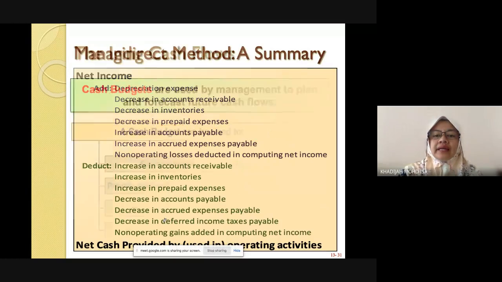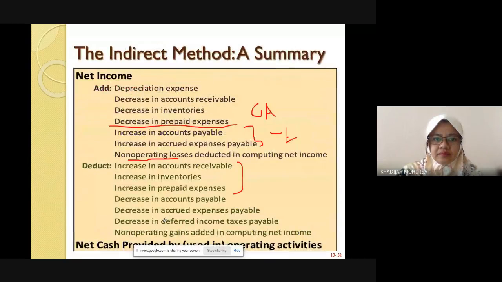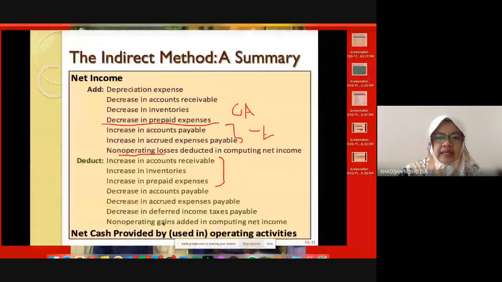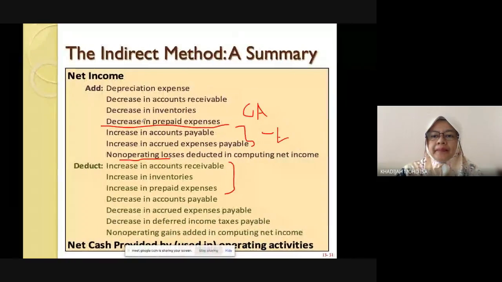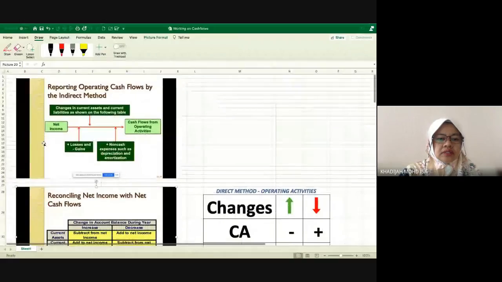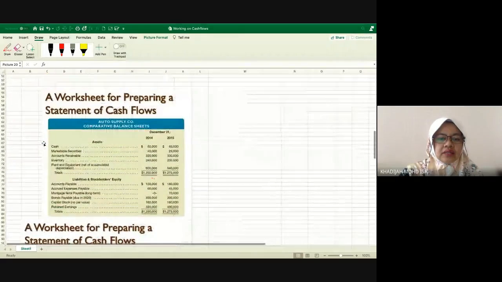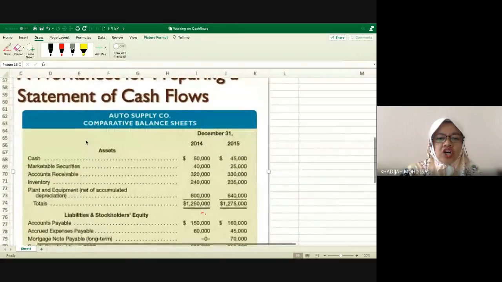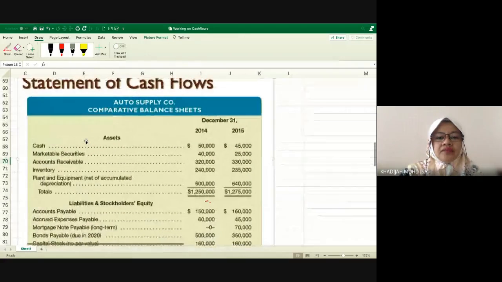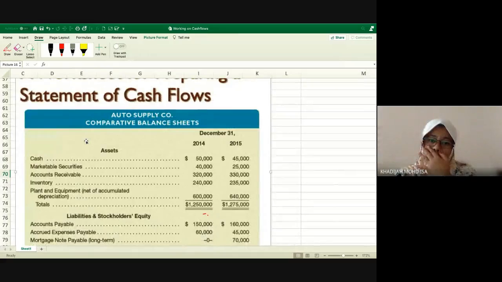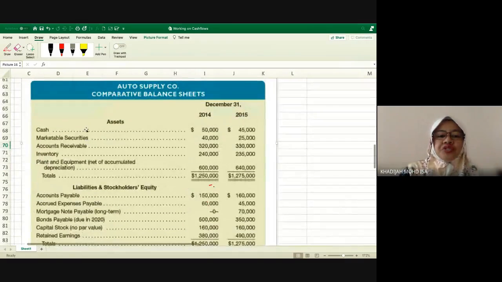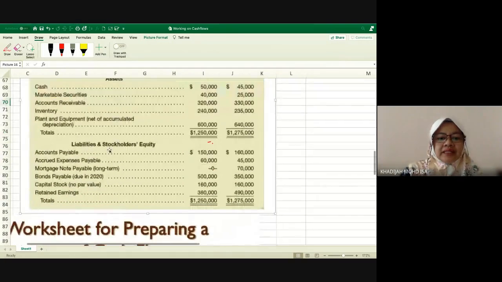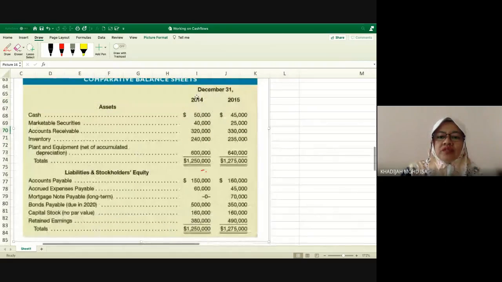So let's do an example here. What it says here is a worksheet for preparing a statement of cash flow. You are given the balance sheet of the company. From the balance sheet, you have your assets, liabilities, and stockholders' equity, and you are given two years, 2014 and 2015.